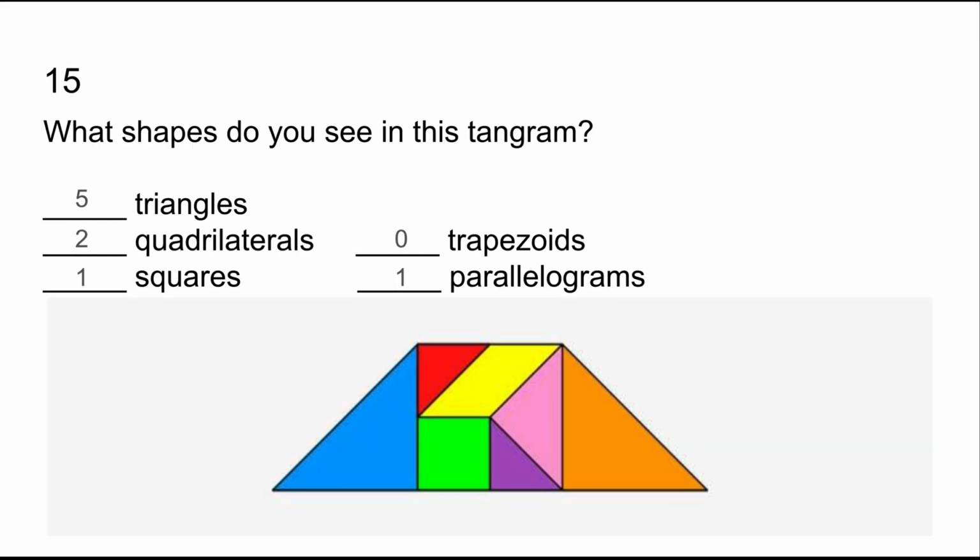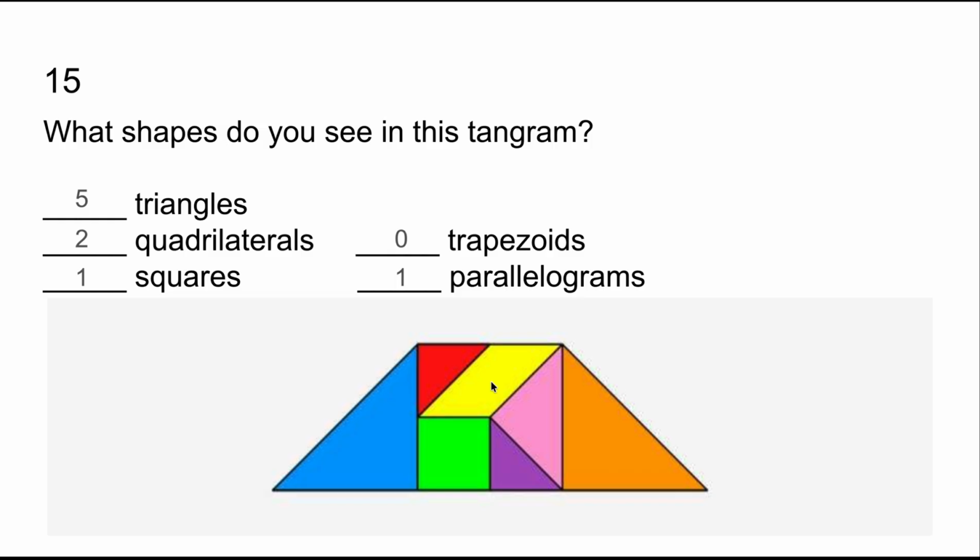Now, what shapes do you see in this tangram? This one's just kind of for fun. So we see triangles, 1, 2, 3, 4, 5. We see quadrilaterals, which are four-sided figures, 1, 2. We see one square. We see 0 individual trapezoids, but we'll come back to that one. And we see one parallelogram, this yellow parallelogram.